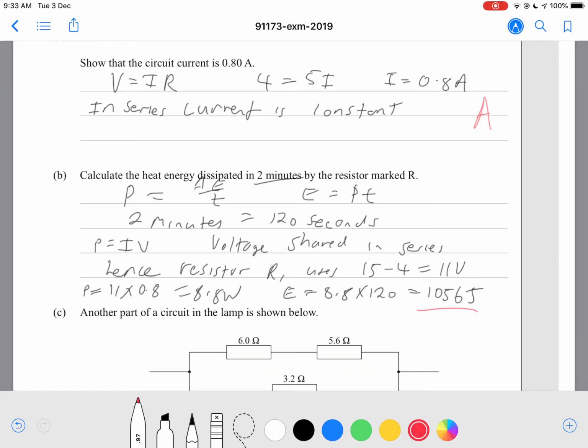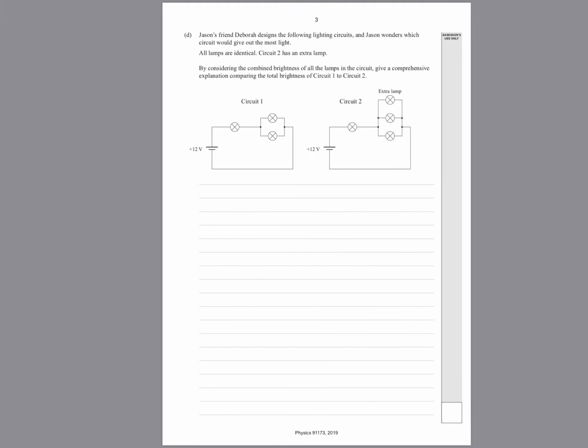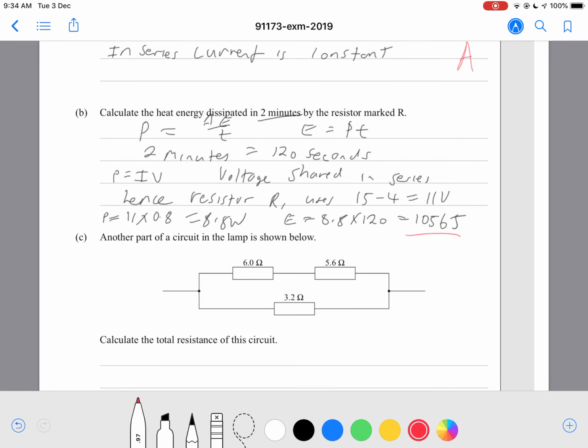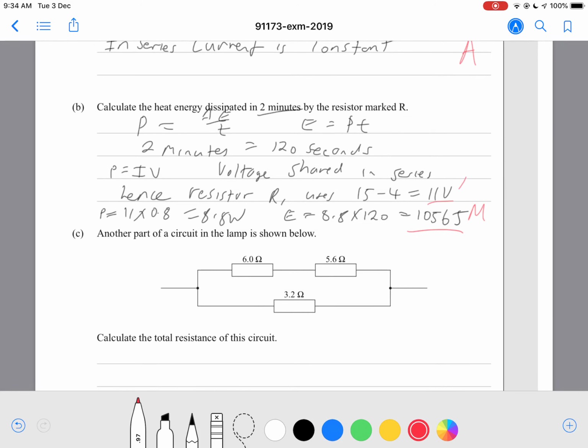And in terms of this question, this should be a merit level question. In order of getting an achieved, I'm thinking if you find the voltage used by the resistor marked R, you should get an achieved.